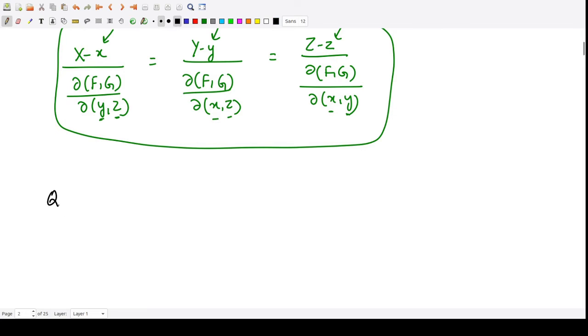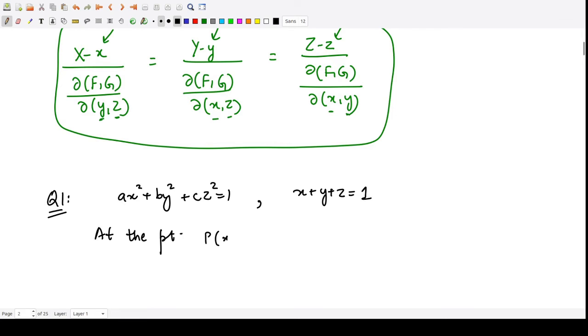So let us see one question. This question says, if we are given two surfaces, the equations are ax² + by² + cz² = 1. This is one surface, and another surface is given to be x + y + z = 1. Now they are asking, at the point P(x, y, z), what are the direction cosines of the tangent?